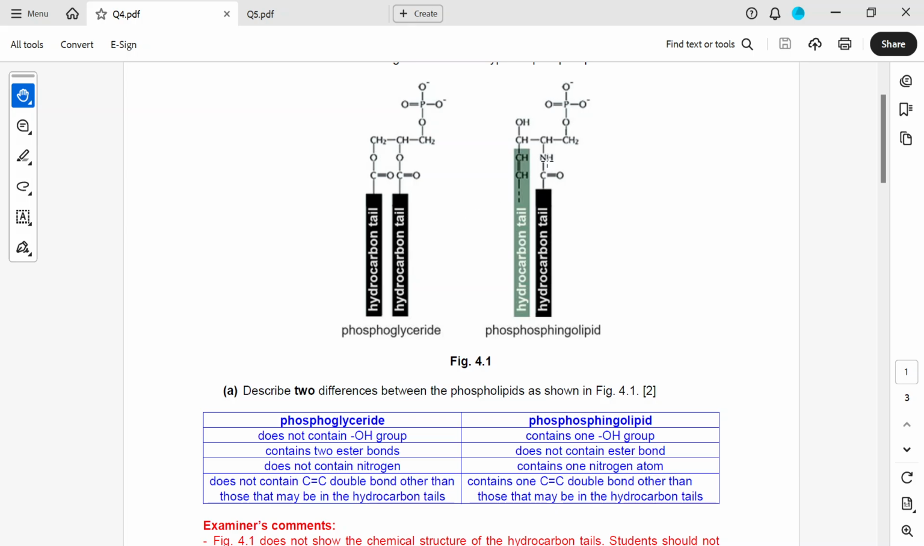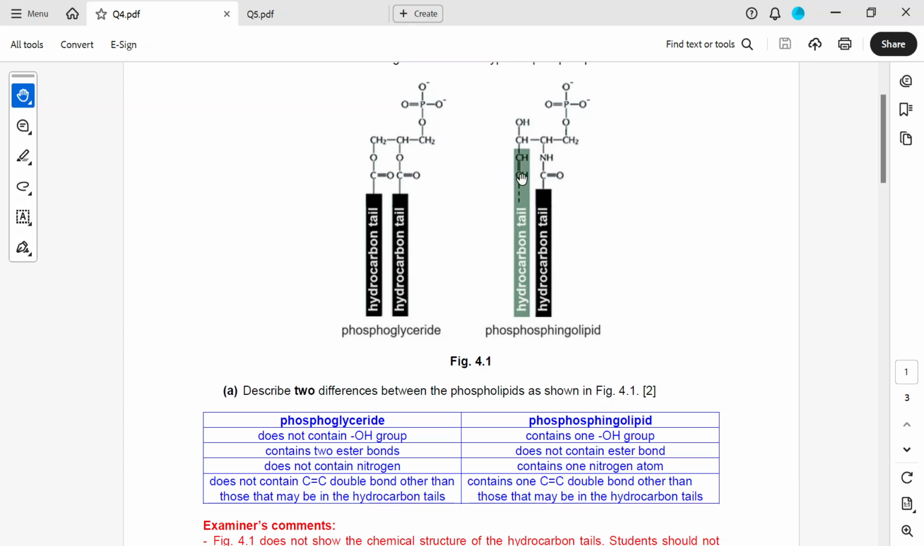Some of you mentioned that on the phosphosphingolipid, this is an amide bond or peptide bond. I accept that as a difference as well compared to the ester bond on the phosphoglyceride. The presence of nitrogen is very clear-cut. All these are more correct compared to the assumption that the hydrocarbon tails are the same. So these are the better answers that I will accept more readily.